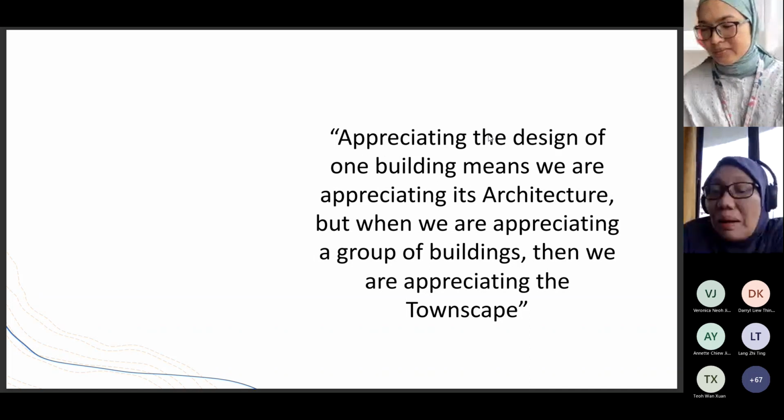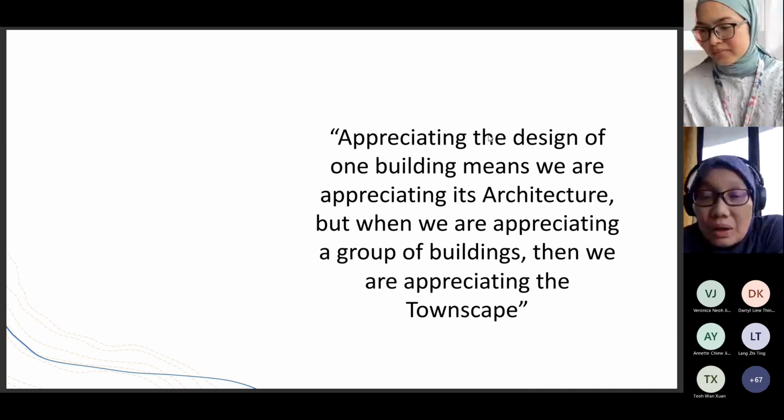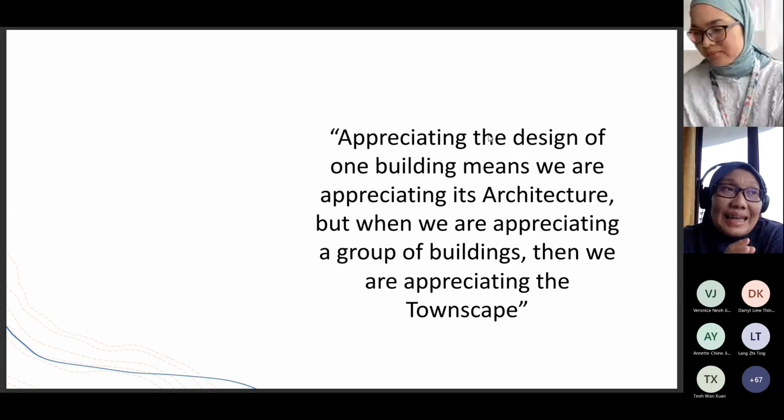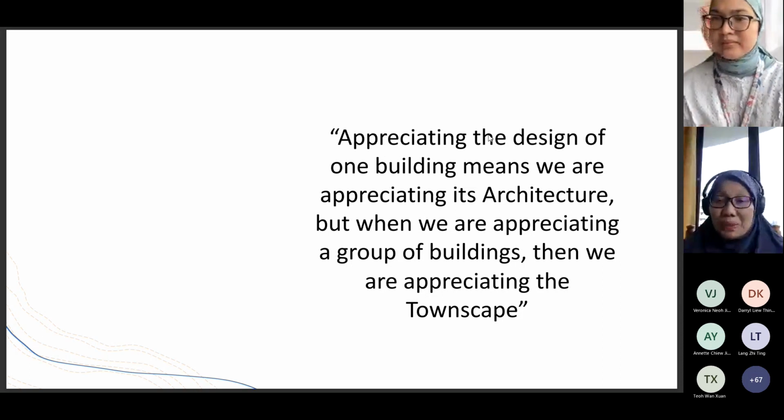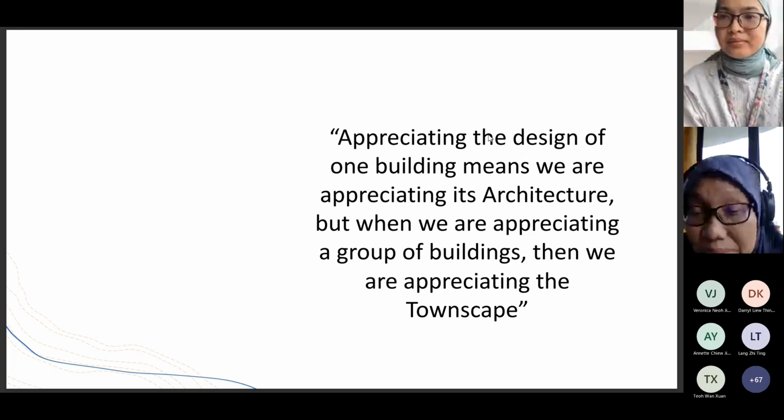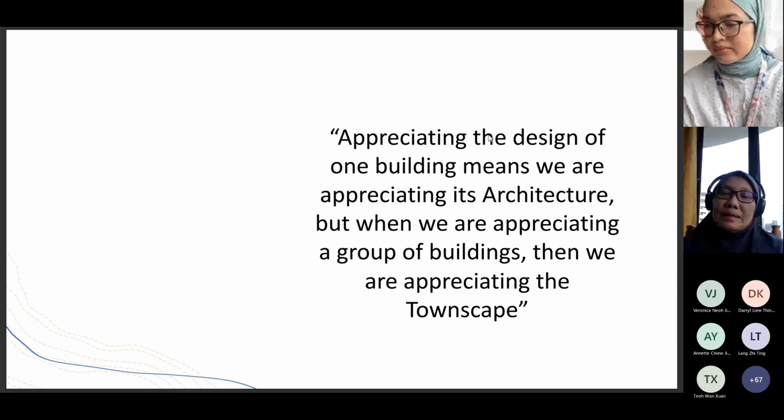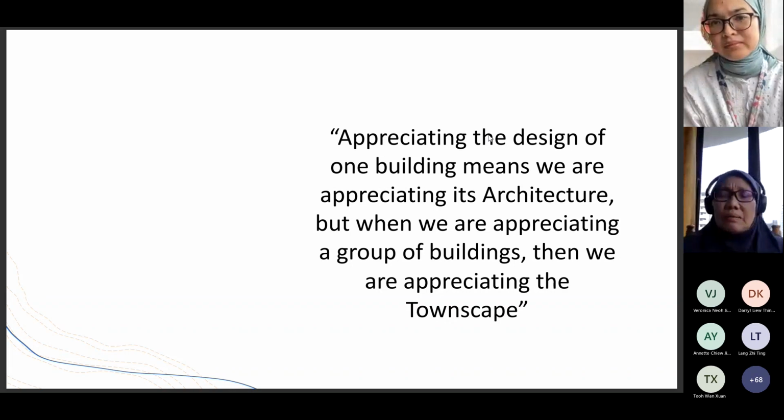It's either you talk about architecture or you talk about planning. And the word townscape is actually associated with urban design, and urban design is actually the field that mediates or becomes the bridge that links architecture and planning. And this is one of our shortcomings in Malaysia, because urban design is not really being adopted or embraced as much as we would like it to be.